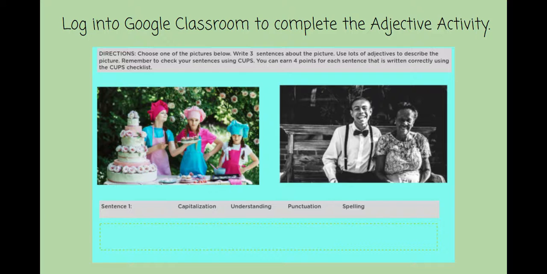Do your best. Make sure you're checking and reading over it. Make sure you have the capitalization checked. You can read over it and make sense for understanding. You have an ending mark for your punctuation, and your spelling is correct. Do your best. Be very creative with these sentences. Have fun.